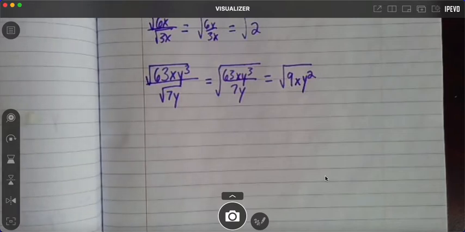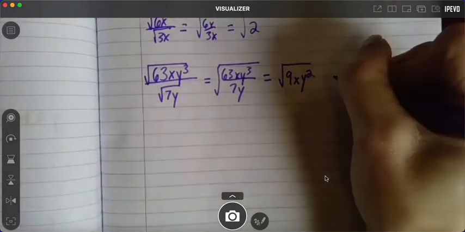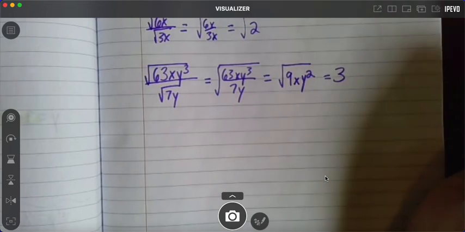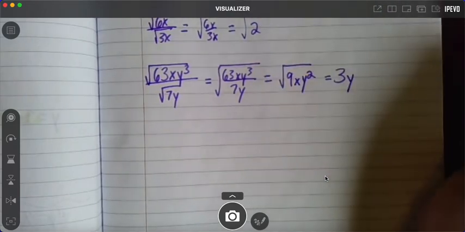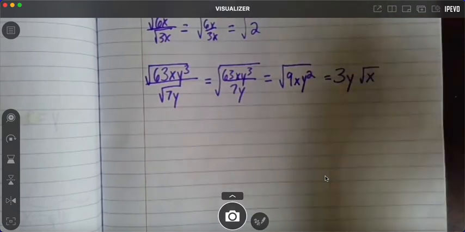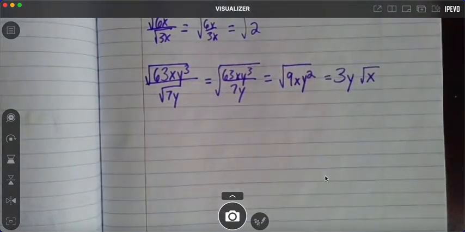Now, that's not your answer. I can take the square root of 2 of those things. What is the square root of 9? 3. What is the square root of y squared? y. And what's left over is still in our square root. That is your answer. A lot of people were saying 3yx, the square root of 3yx, like 3yx squared, lots of things. That is the only answer.